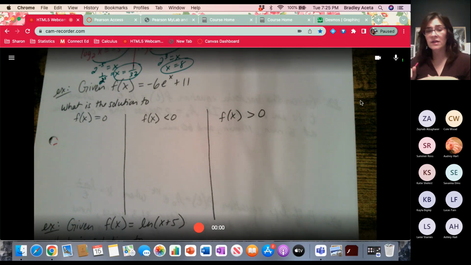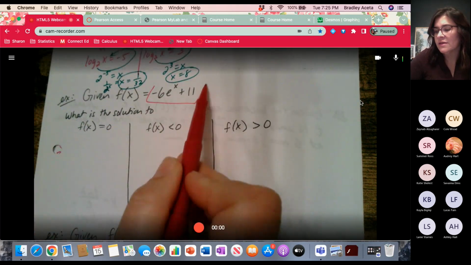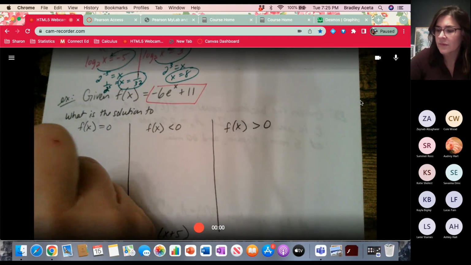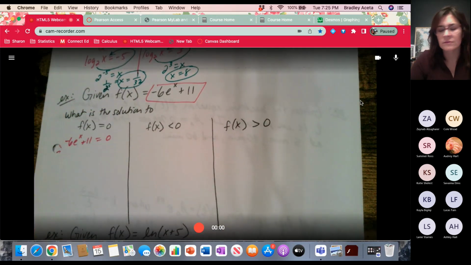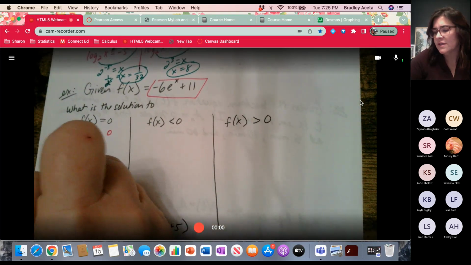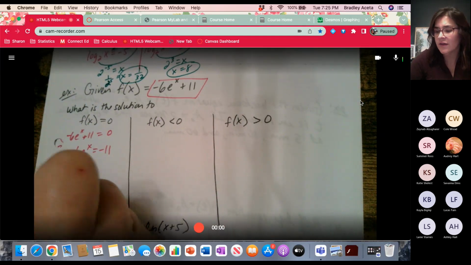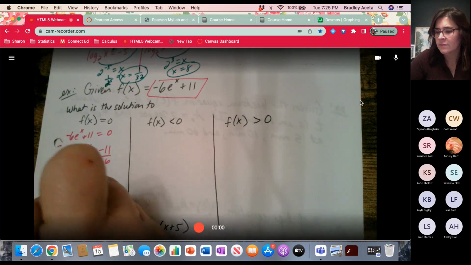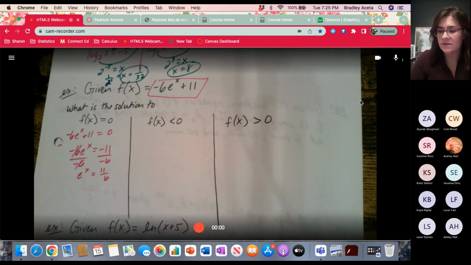I'm going to show you how to do this analytically, and I will show you how to do it on Desmos. You do need the analytic part because you have to be exact when you type it into Pearson. So for the solution to f of x equals 0, you literally set this equal to 0. Negative 6 e to the x plus 11 equals 0. So that would be negative 6 e to the x equals negative 11. Remember, get that e by itself as much as you can. So I'm going to divide out that negative 6. E to the x equals 11/6.